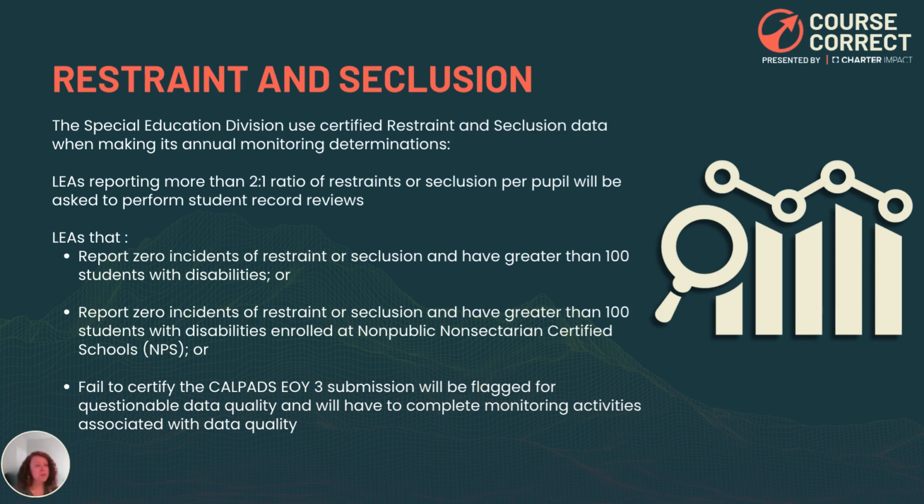So LEAs that have more than a 2-to-1 ratio of restraint and seclusion per pupil may be asked to perform additional record reviews. And if you have more than 100 students with disabilities but you report 0 incidences, you also may have to undergo some additional activities or provide additional information. So it's just something to keep in mind, especially for schools with a higher population of students with disabilities.